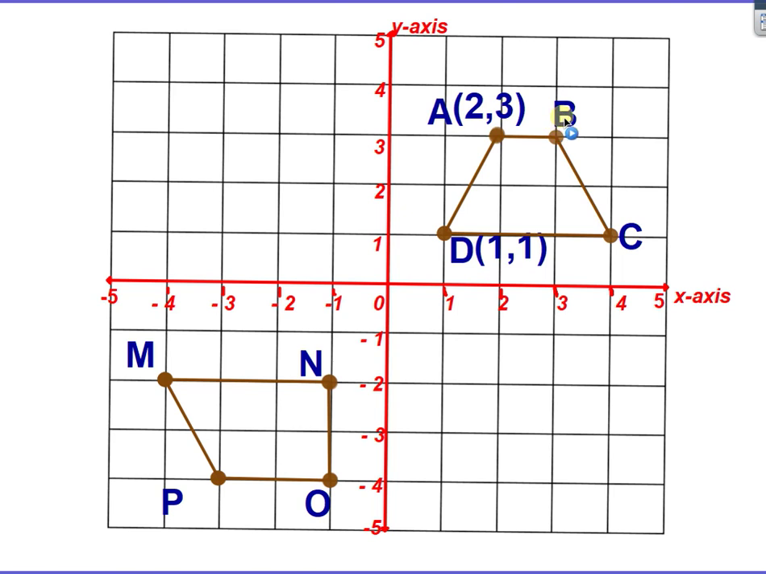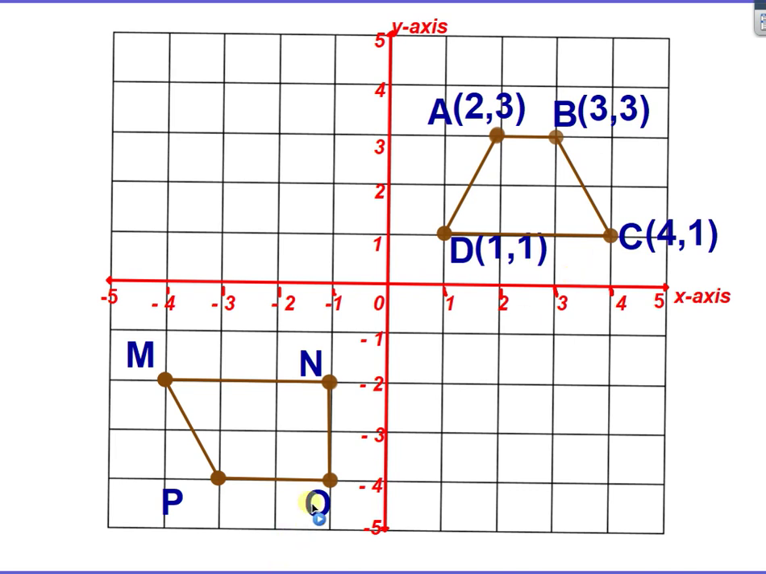What about point B? Point B is going to be what? So we move 3 units to the right, which is positive 3, then 3 units upwards. So point B is going to be positive 3 and positive 3. What about point C? So you move 4 units to the right, then you get 4 here. How many units upwards? 1. Therefore, point C is going to be positive 4 and positive 1.